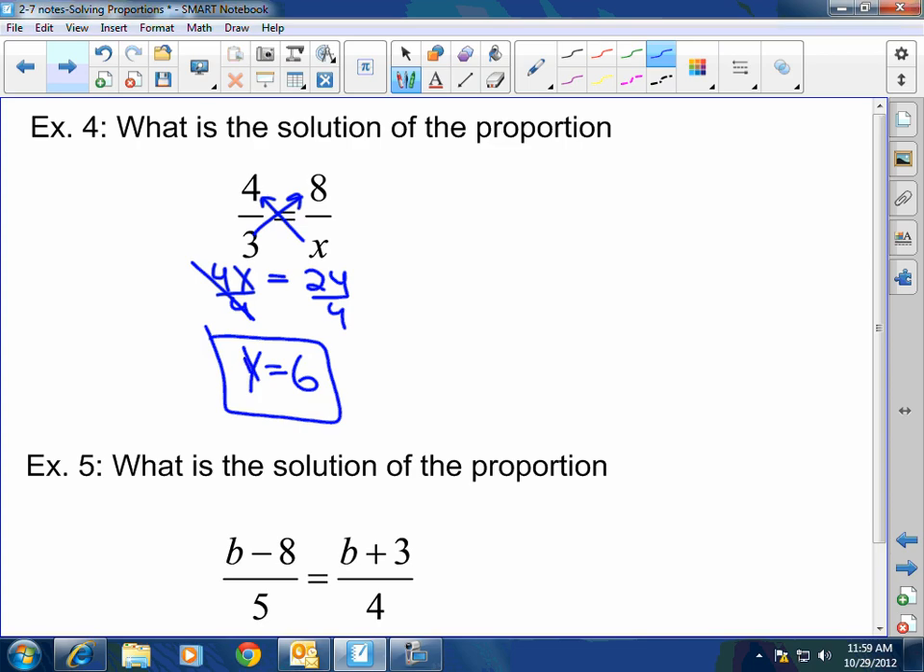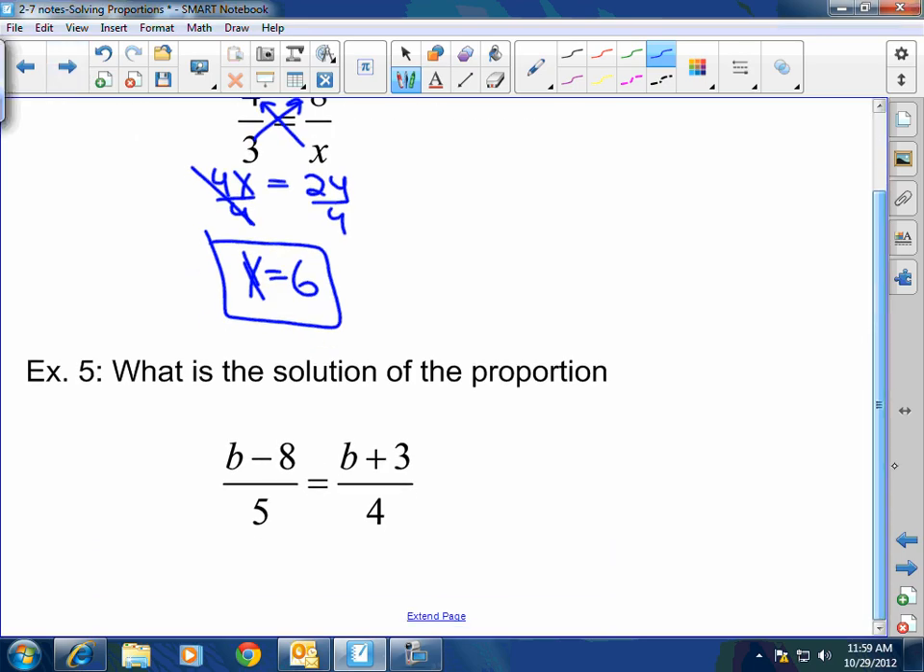Does that make sense, gentlemen? Okay. Now, the good ones. Sometimes you're going to have it a little bit more complicated. No big deal. Same procedure, I promise. We're going to cross multiply. But this time when we cross multiply, guys, what property are we going to be using?